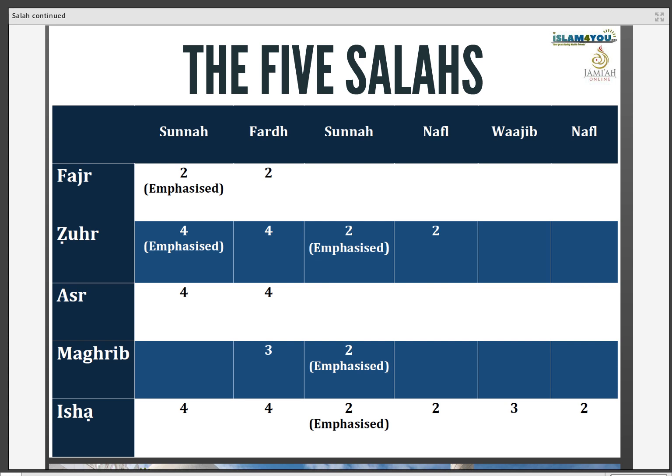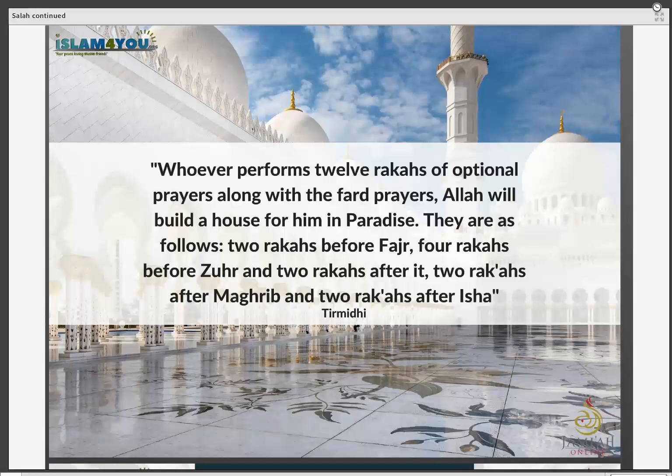There again, we can perform it, it will be great. If we leave it out, it is fine. Now we have a narration, a statement of the Prophet Muhammad, which is narrated in the book Tirmidhi. The Prophet Muhammad ﷺ mentioned that whoever performs the 12 units of optional prayer along with the fard, compulsory prayers, Almighty Allah will build a house for him in paradise.